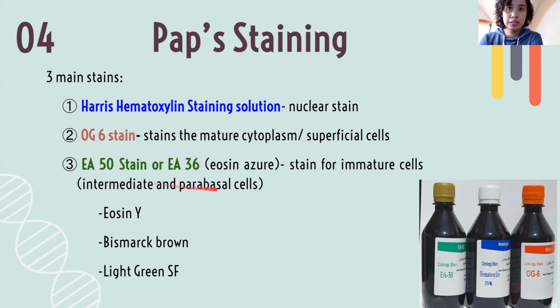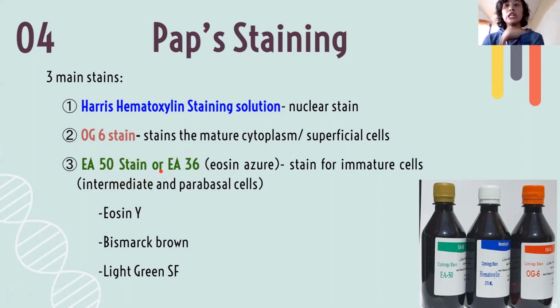Itong EA50, guys, it stains your cytoplasm of the immature cells. Yan. So, example of immature cells are your intermediate and parabasal cells. So, ayan. So, class, may contents ang EA50. May eosin Y, Bismarck brown, and light green SF. So those are the components of your pap staining. Huwag kakalimutan, okay? Galing, no? So yung EA50, pang intermediate or parabasal cells, itong OG6, superficial cells. So ang labas niya is about pinkish, yan, acidophilic.